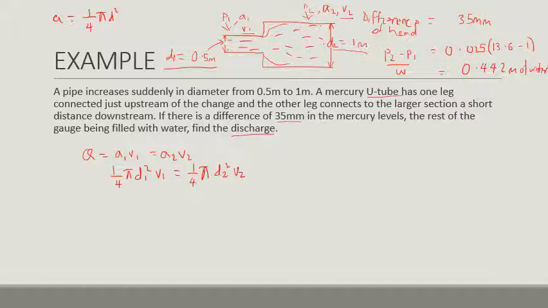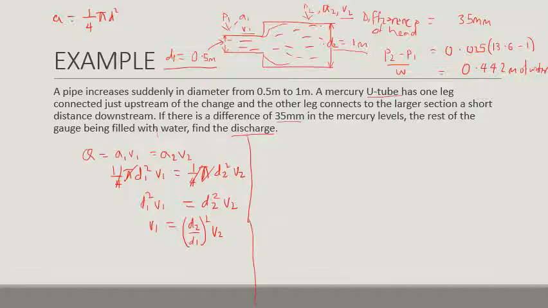Here we see that some things are common. Things like 1 over 4 are common to both sides, so we can cancel that out. 1 over 4 cancels 1 over 4. Pi is common to both sides. Pi cancels pi. So basically what we have now is d1 square v1 is equal to d2 square v2. And so now we can get v1 in terms of v2. So basically v1 will be equal to d2 over d1 all square v2.